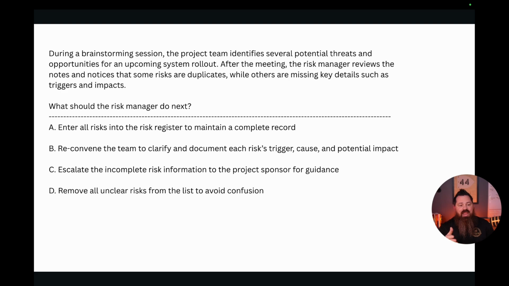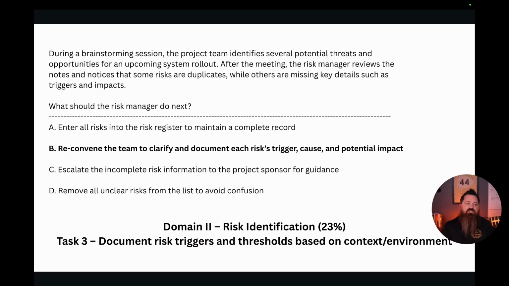So it's down between A and B right now. A, enter all risks into the risk register and maintain a complete record, or B, reconvene. Between A and B, A is, to me, just not validating this information. You need the SMEs, you need those people to come in and actually give you the triggers and impacts that you're missing. So I'm going to roll with B. I don't know what your thoughts are. Let's see if I am correct here. And it is B. Awesome.